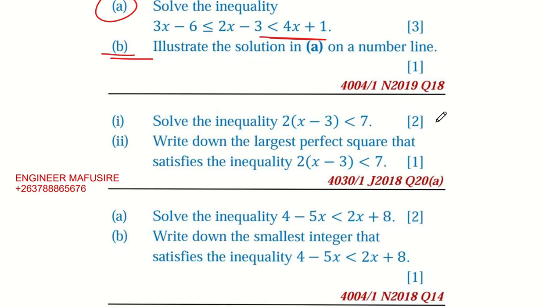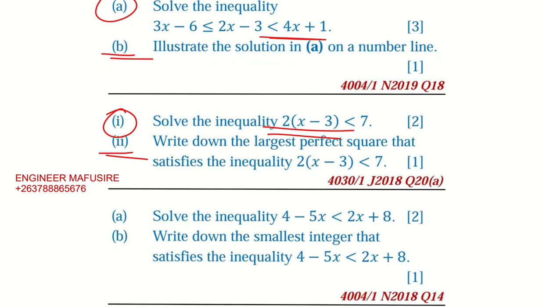So we have got this part here. I can solve the inequality 2 multiplied by the bracket x minus 3 less than 7, which is 2 marks. Then for item 2 we have to write down the largest perfect square that satisfies this inequality.